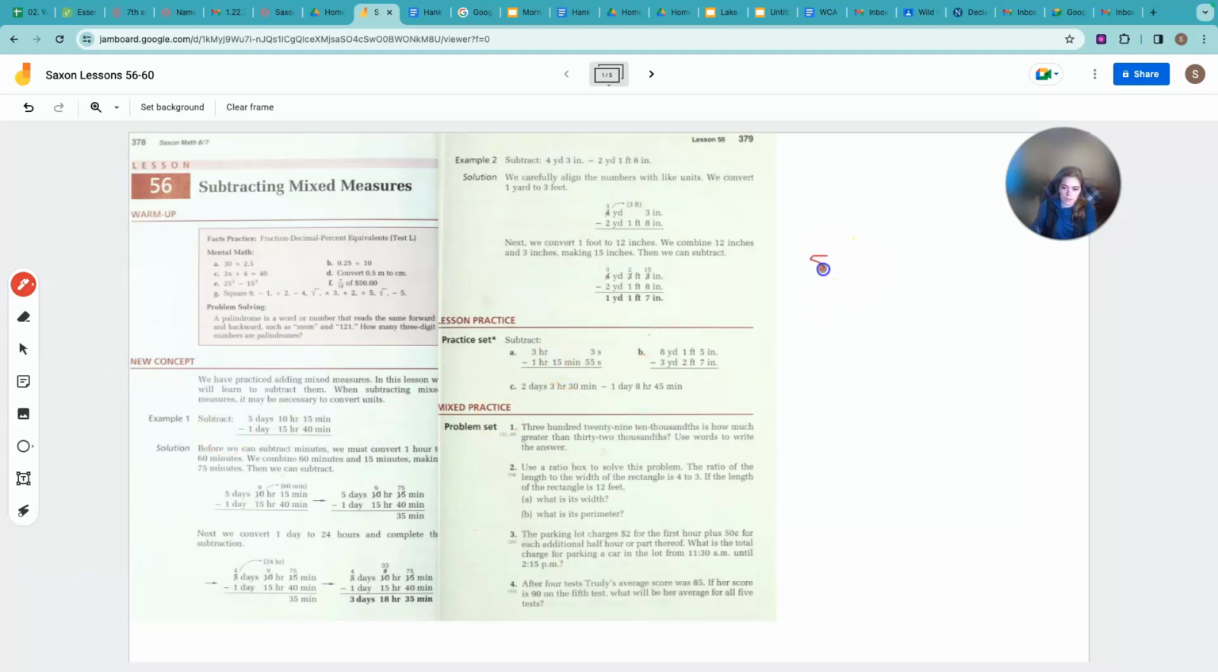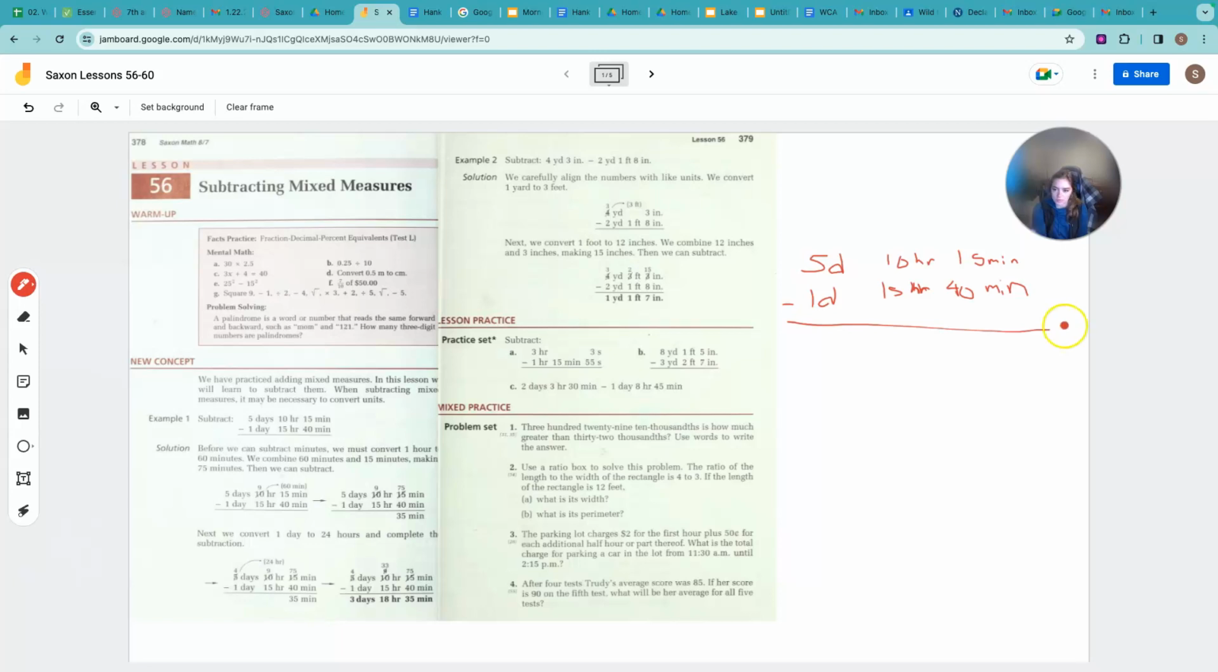So, example 1, subtract 5 days, and I'm just going to abbreviate it with the letter, 10 hours, 15 minutes, from 1 day, 15 hours, and 40 minutes. So, we're going to have to do lots of borrowing here. It's just like any regular subtraction problem. You're just dealing with different units, different sets of numbers.